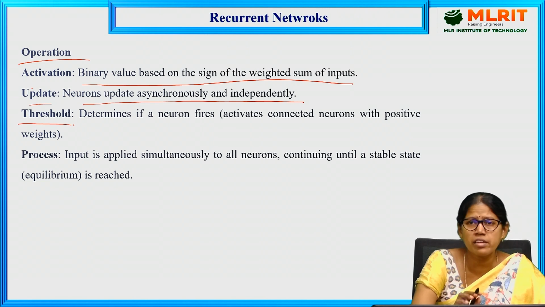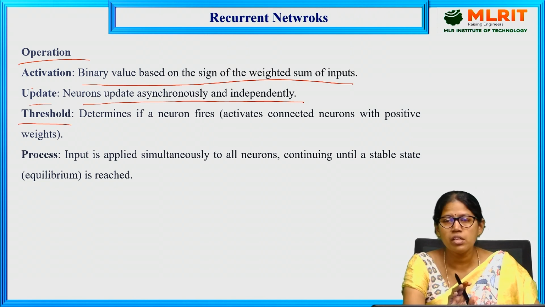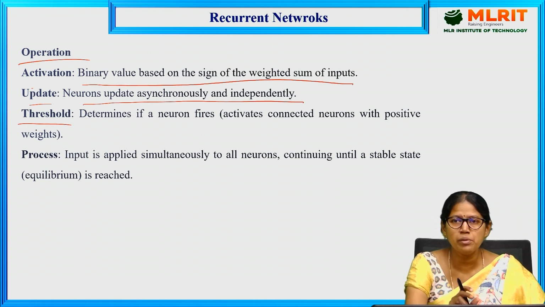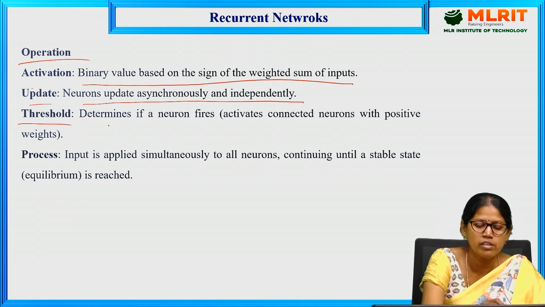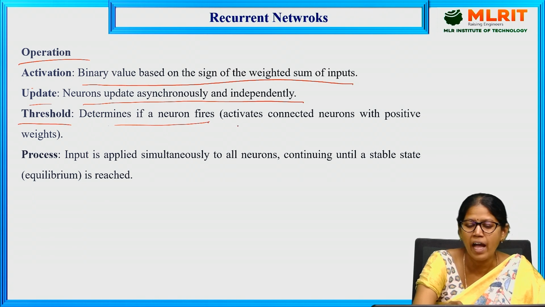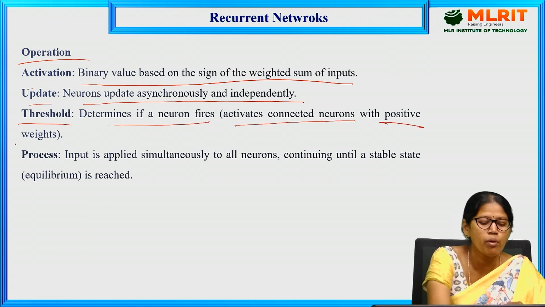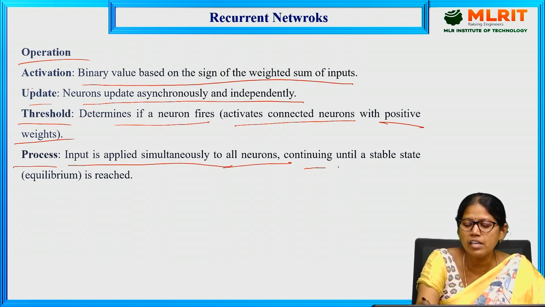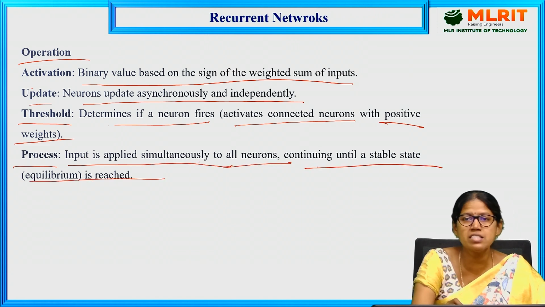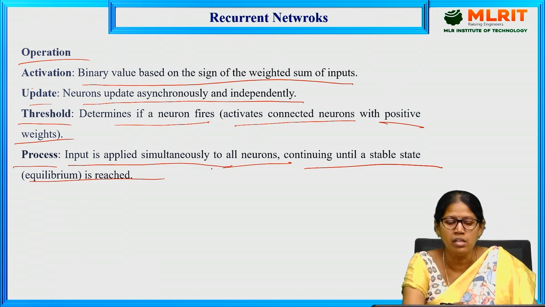Next, there is a threshold. Based upon that threshold only, whether the neuron will be activated or deactivated, we can observe using this threshold value. It determines if the neuron fires, activating connected neurons with positive weights. Next, processing. Input is applied simultaneously to all neurons, continuing until a stable state is reached. Equilibrium state will be reached.